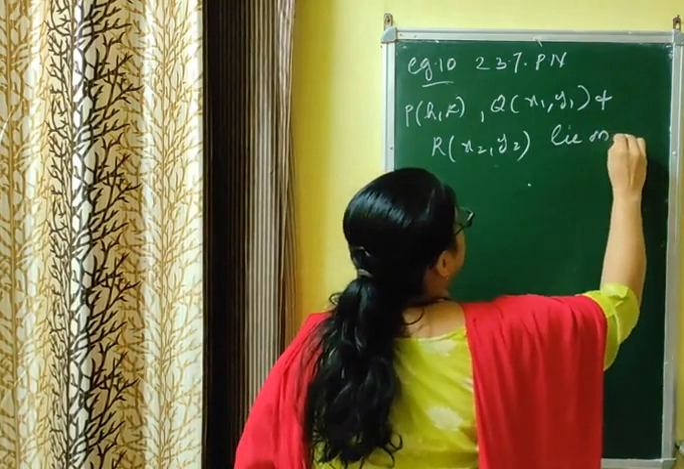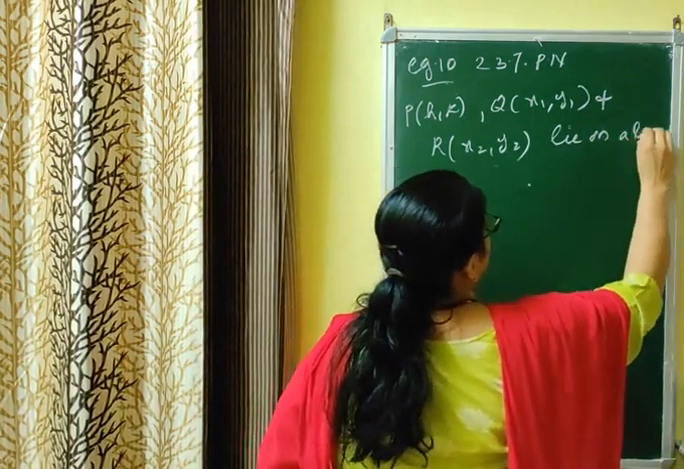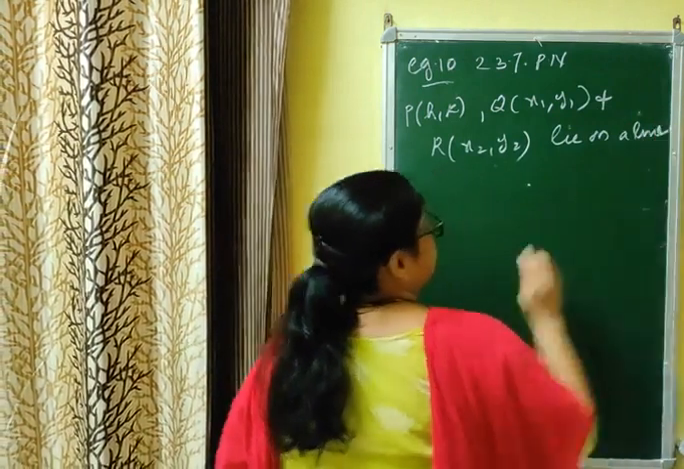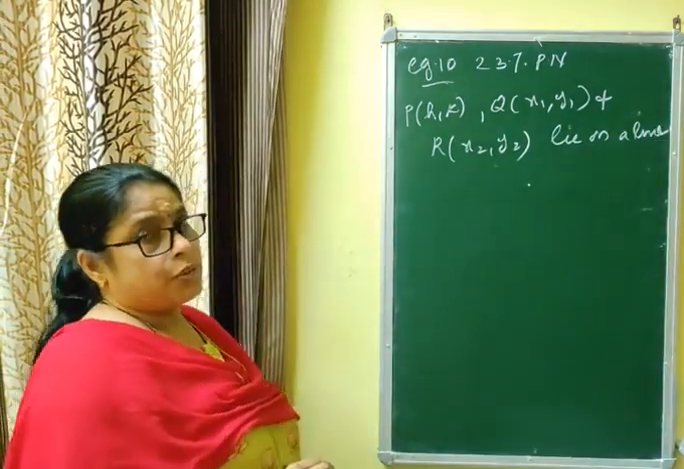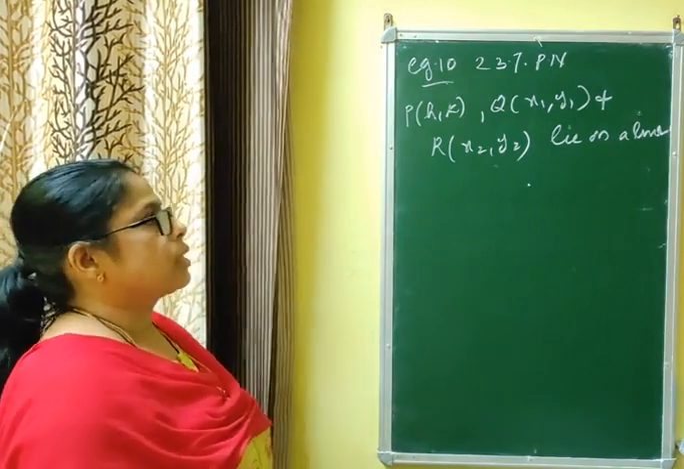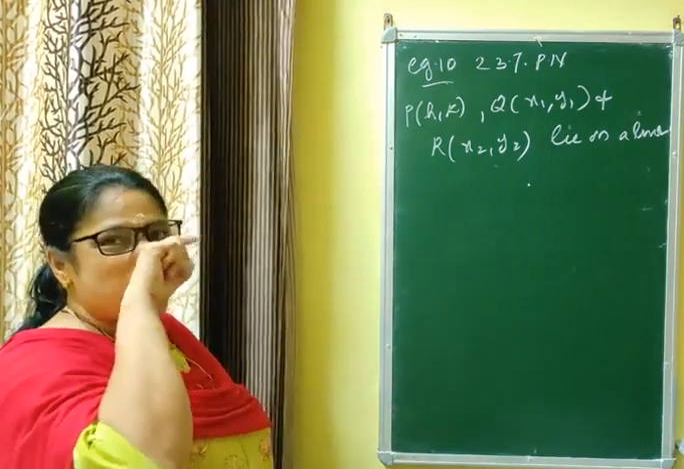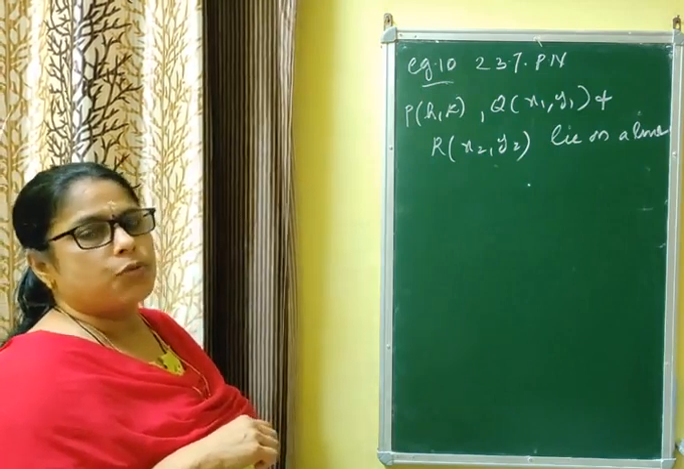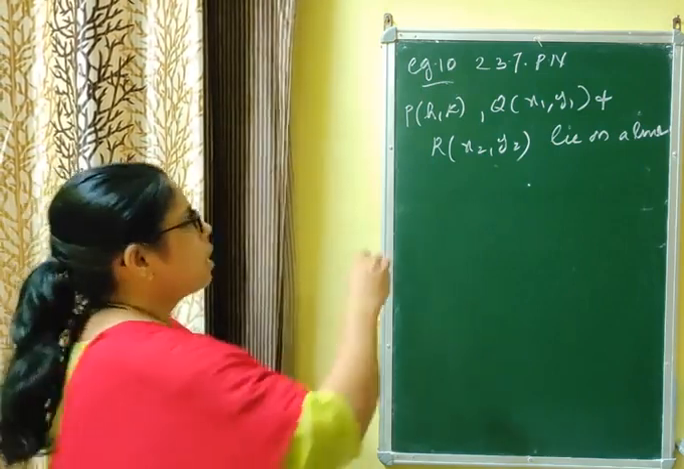What do you mean by points lie on a line? That is a collinear line. What is the condition of the slopes of collinear lines? If the points are collinear, their slopes are equal. You have to use this condition. You can't use the formula of area of triangle, that is your previous class topic; that can be considered for giving the marks.